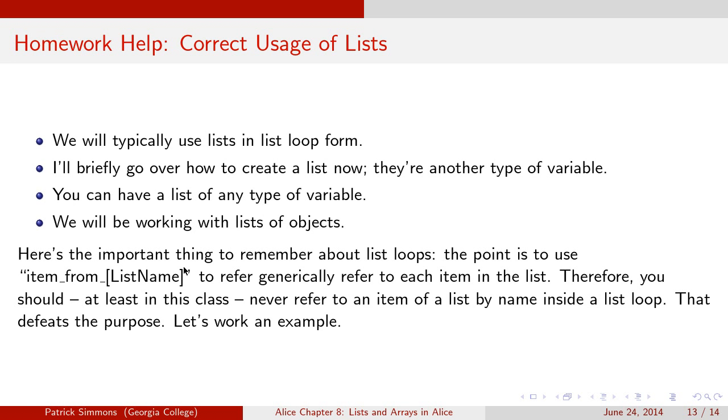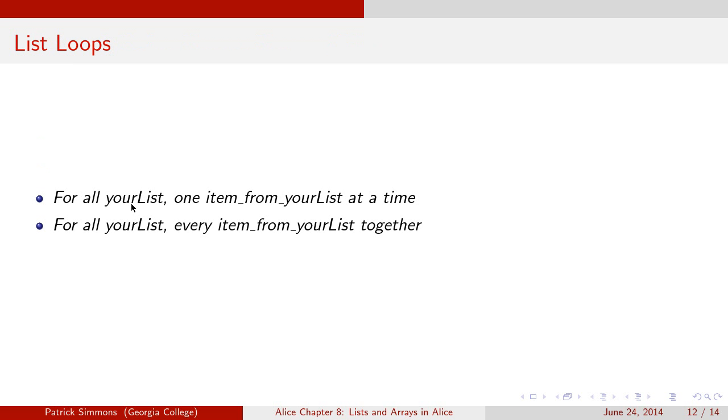And what these loops do is exactly what it looks like. For everything in the list, one item from your list at a time, go through and do something. And the critical thing here: inside the loop, you use item from your list to refer to each item in the list. So you're going through, and every time you have an item in the list, you're going to do something for every item in the list.